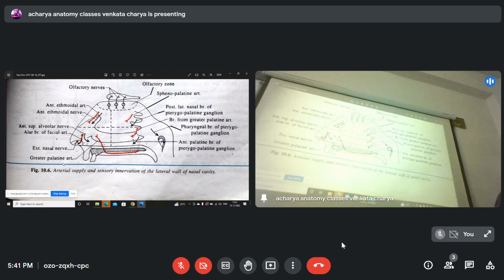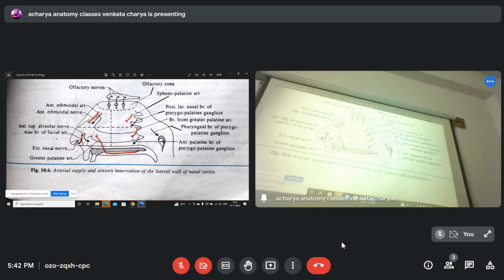First, anterior-superior quadrant. Anterior-superior quadrant is supplied by the anterior ethmoidal artery and anterior ethmoidal nerve. Okay, are you getting? Next, anterior inferior quadrant.